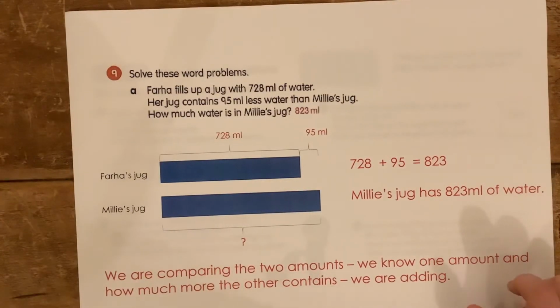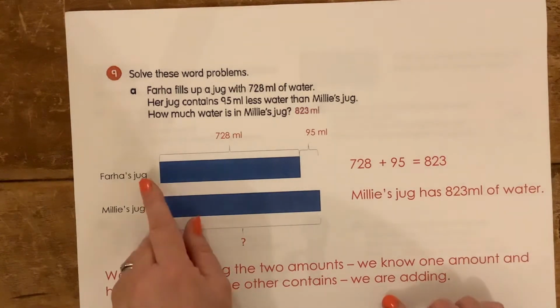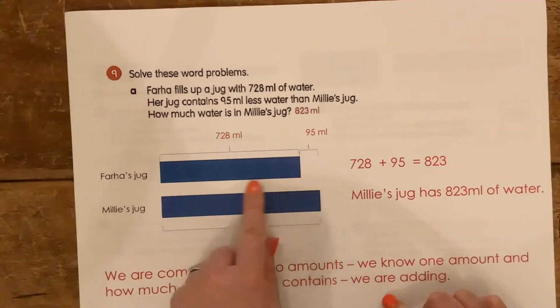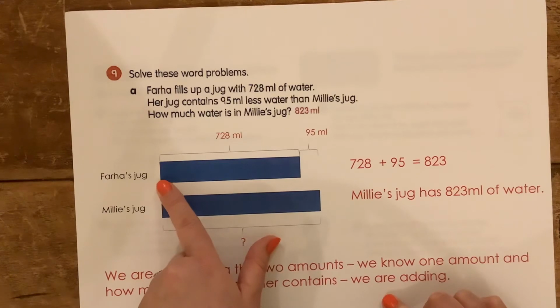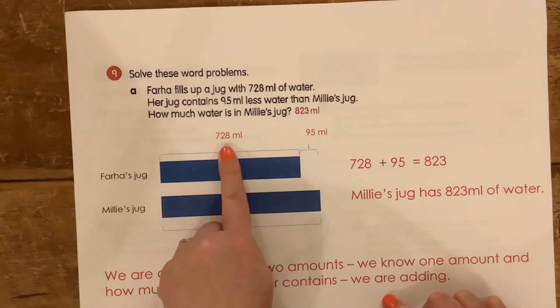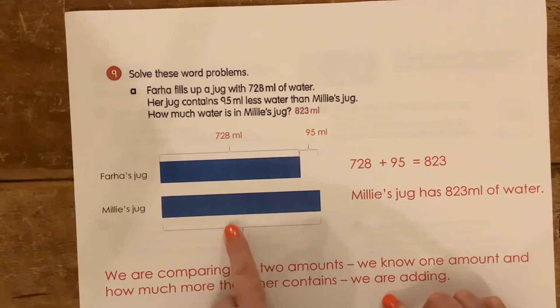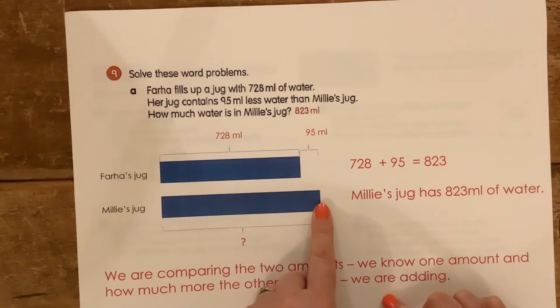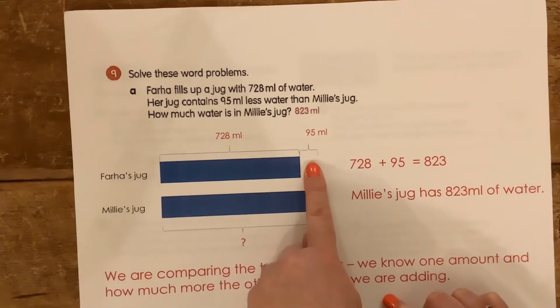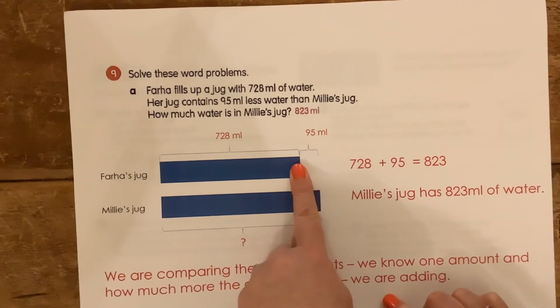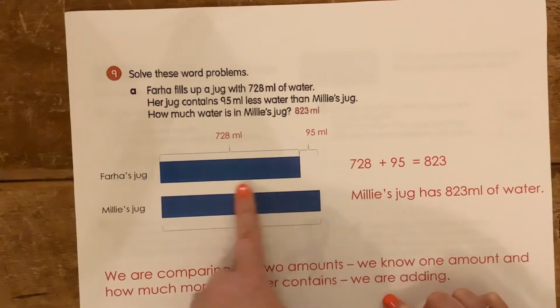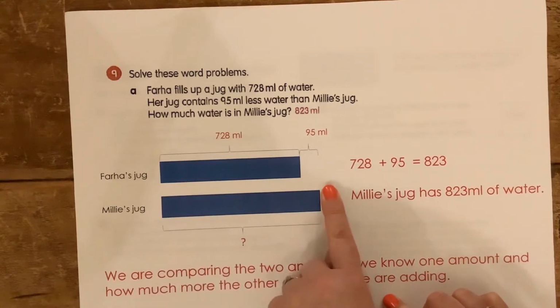So hopefully your bar model will look something like this. We can draw Farah's bar model. We know that her jug has 728 millilitres. We don't know how much is in Millie's jug, but we know that Farah's jug has 95 millilitres less than Millie's jug. So Millie's jug has more water than Farah's.